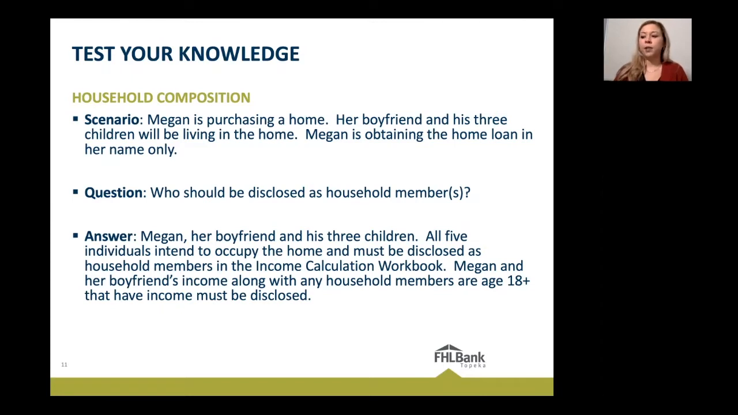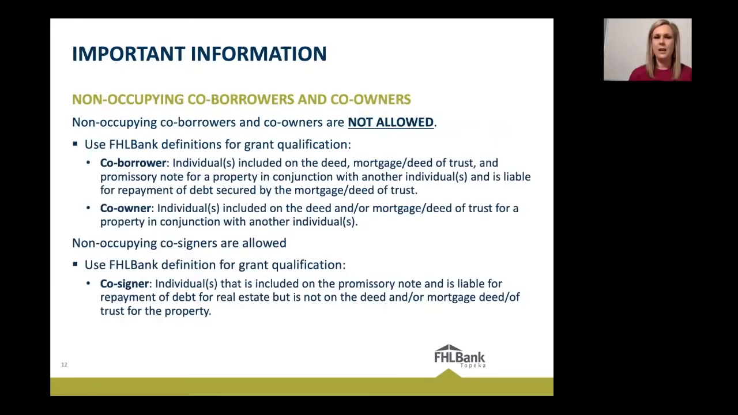Megan and her boyfriend's income, along with any household members that are age 18 and over that have income, must be disclosed. Another common error we see is the inclusion of non-occupying co-borrowers and/or non-occupying co-owners. Non-occupying co-borrowers and co-owners are not allowed. For HSP grant qualification, apply FHL Bank's definition of co-borrower and co-owner to the situation. Do not use your institution's definitions to determine HSP grant eligibility.